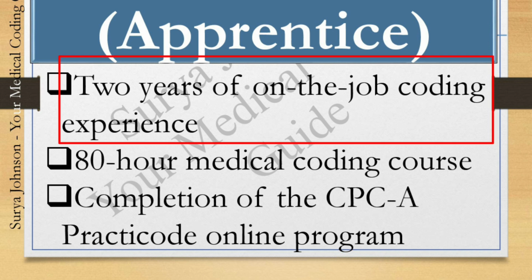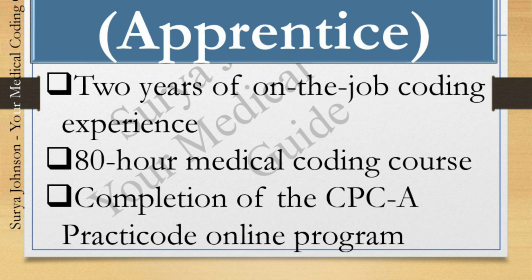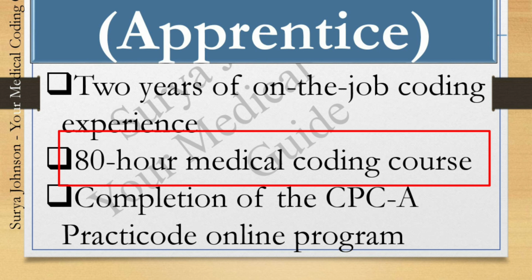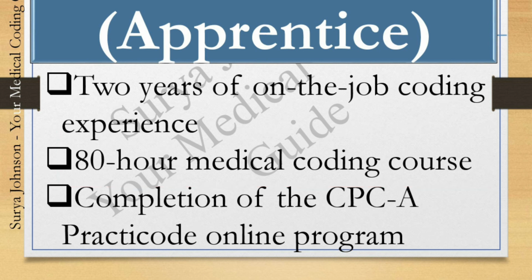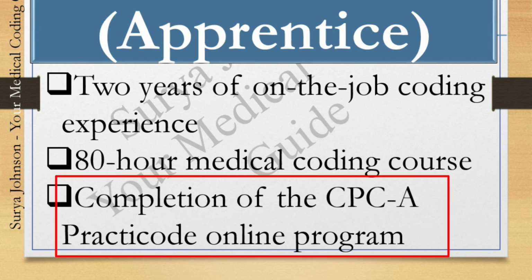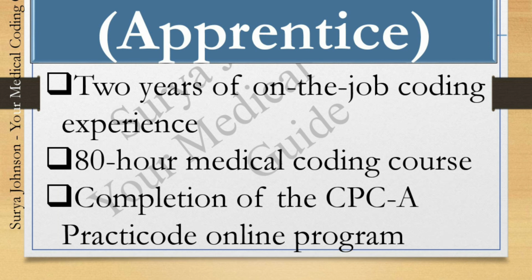Once you have 2 years of on-job coding experience, you can apply to the APC to remove the A with the required documents. Also, if you have an 80-hour medical coding course completion, this course should be completed from an APC approved organization. And the other one is, after you complete the CPC-A Practicode online program with APC, they'll remove this A. And also in my future video, I'll show how to remove this A specifically, because so many people out there are still confused, like how do I remove A?